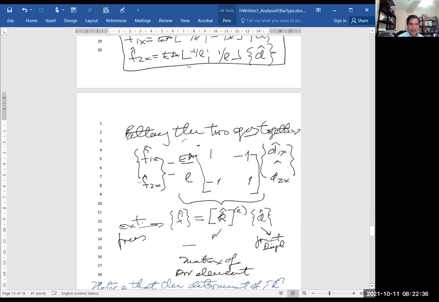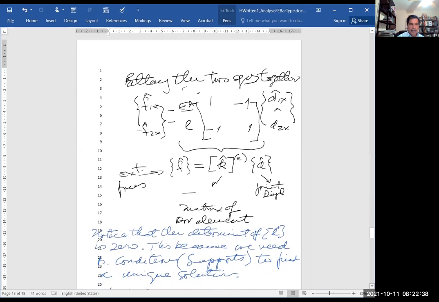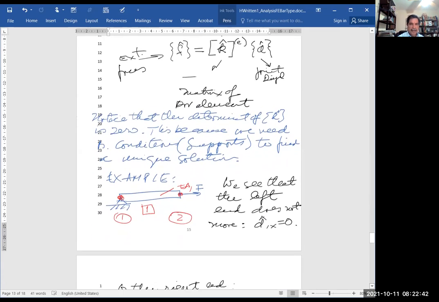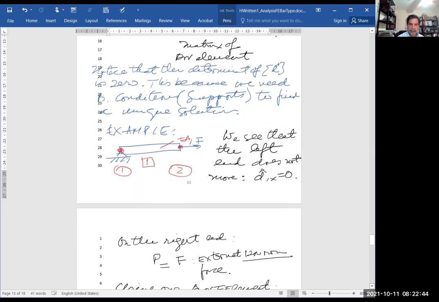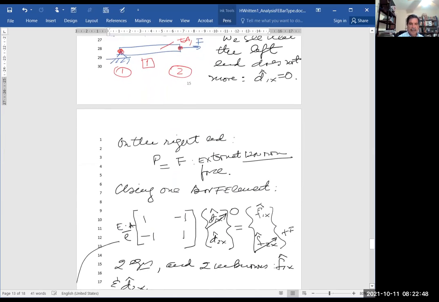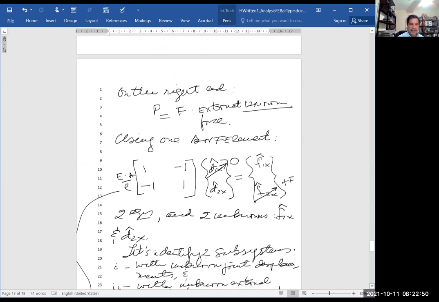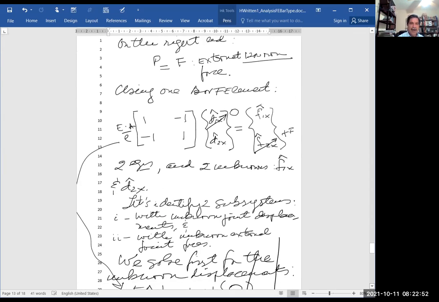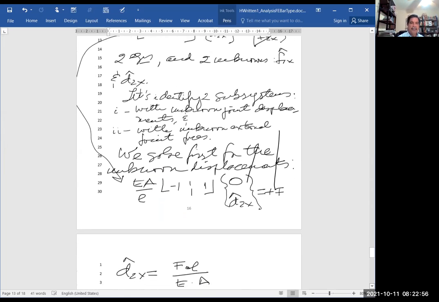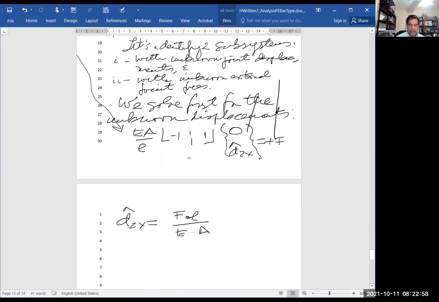So we have the finite element equations. We apply boundary conditions. We recognize the differences between these two subsystems. We solve for the first subsystem, so we know now all the displacements in the system. We can write it here.